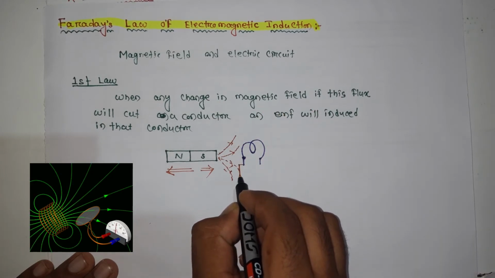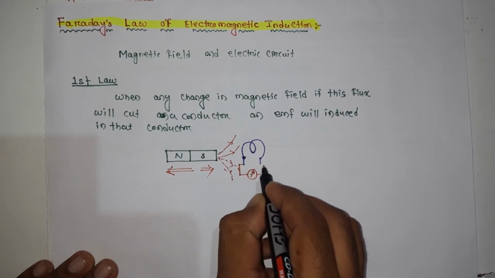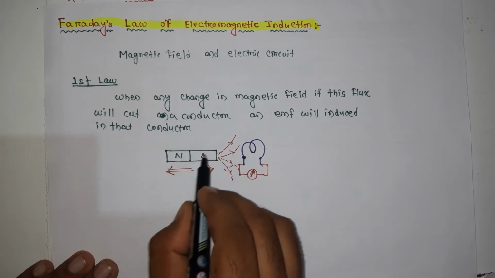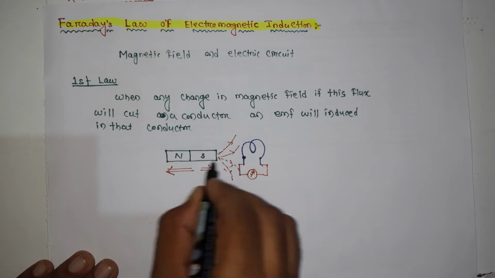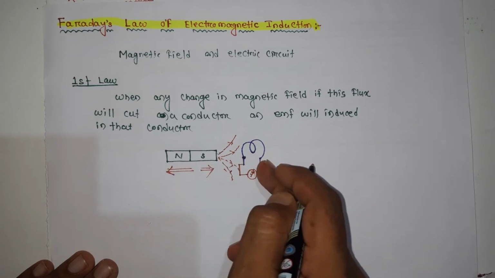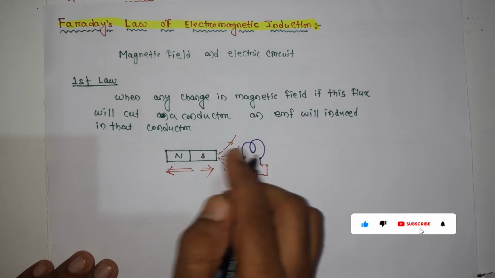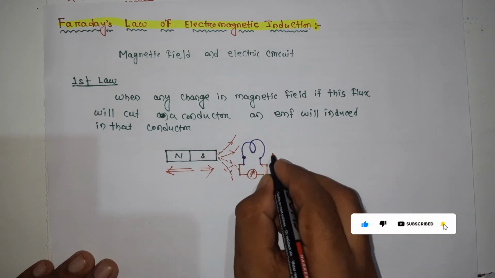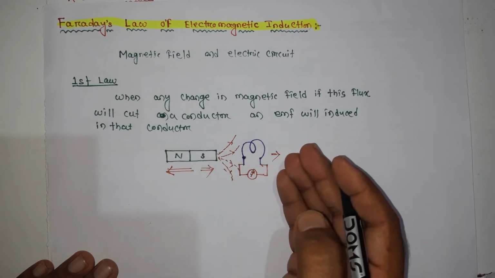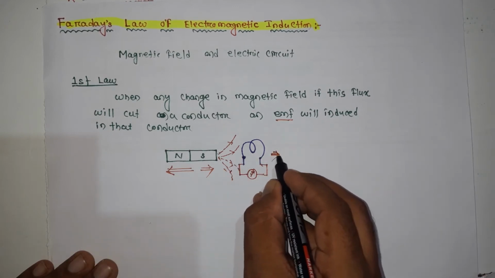Let us connect a galvanometer. We can easily see what amount of voltage will be induced. You can also change the magnet. If you change the magnet, then also EMF is induced. If you move the coil towards the magnet and away from the magnet, this will also generate the EMF. EMF is the electromotive force.